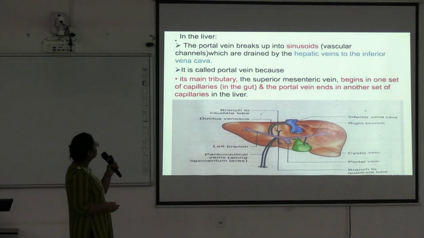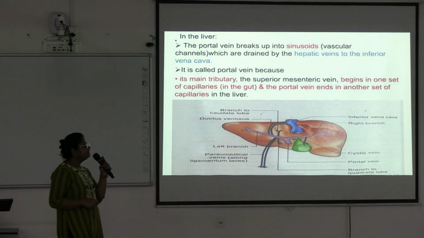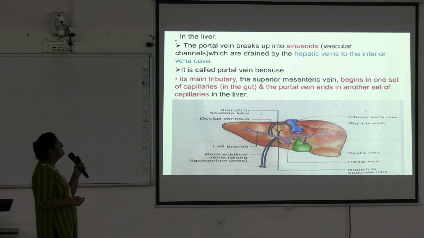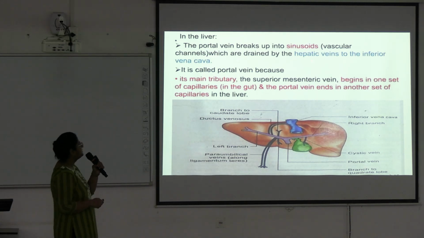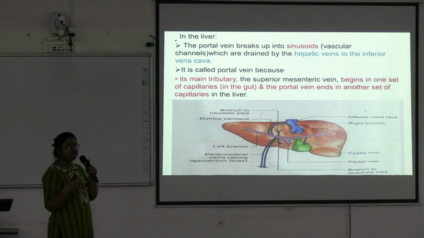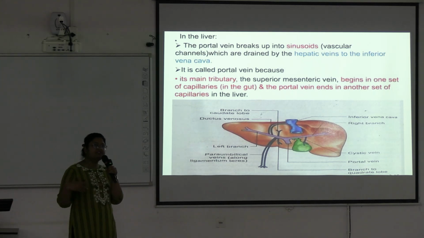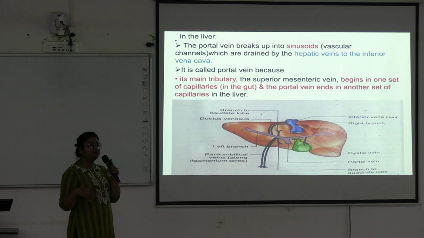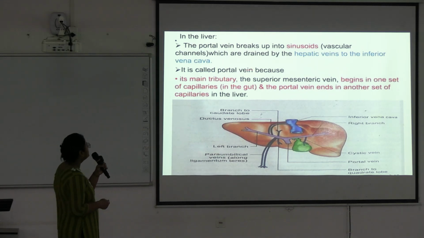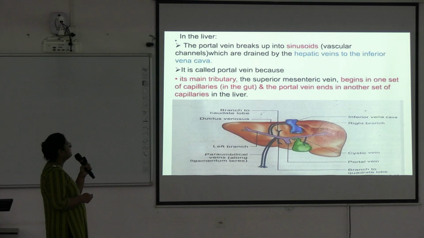In the liver, the portal vein breaks up into sinusoids. Sinusoids are vascular channels within the liver. When you read the histology of the liver, you will see the sinusoids within the hepatic lobule. These sinusoids are drained by the hepatic veins to the inferior vena cava.